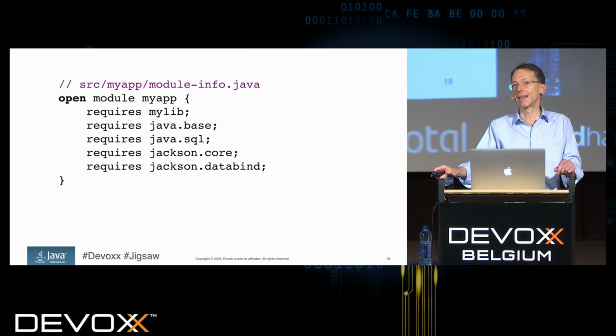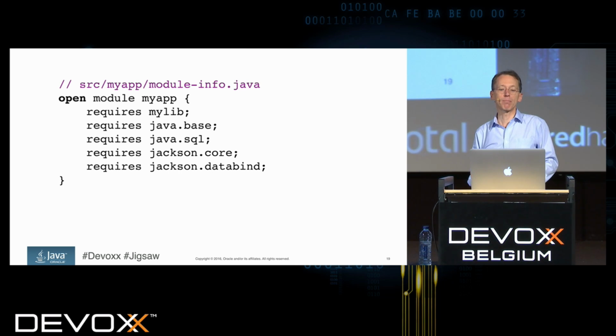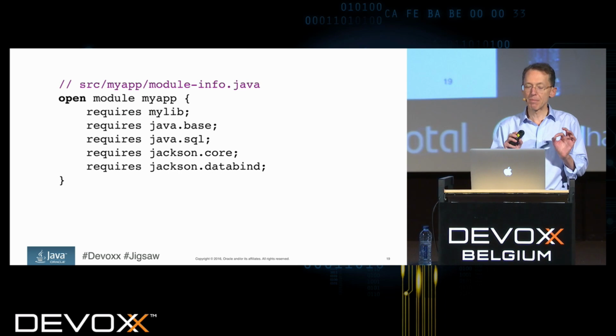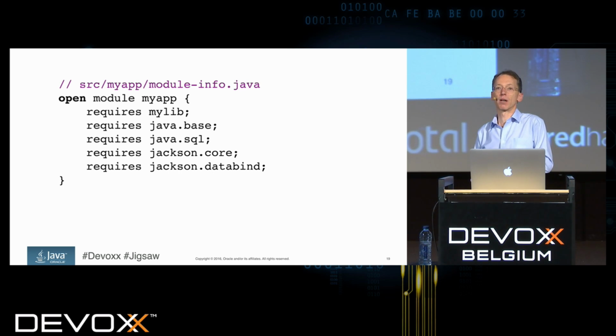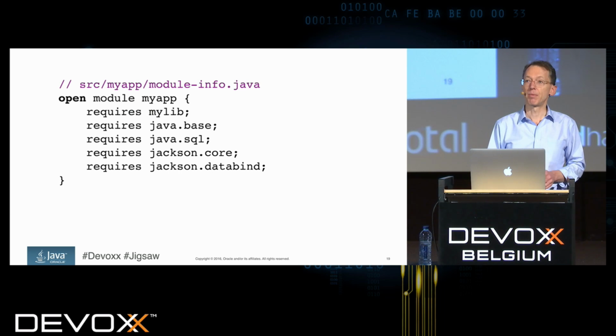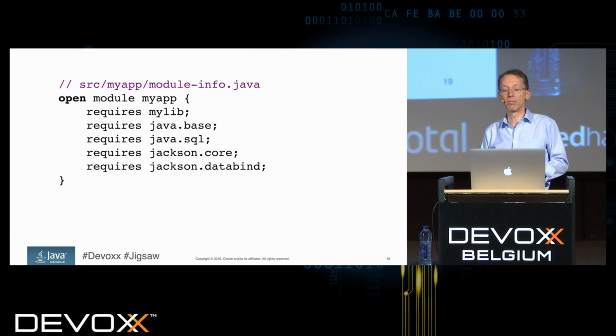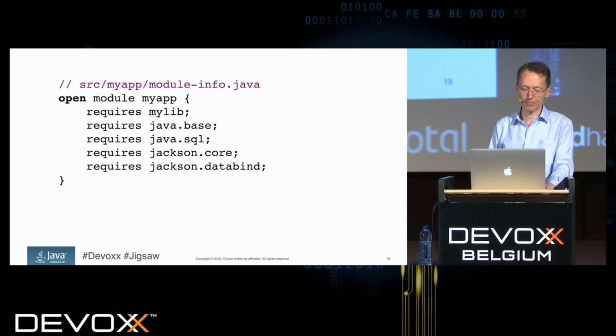So application code can't always be strongly encapsulated. We think that the open modifier is a clear statement about the nature of this module. It's open for reflection, but it's definitely not exported for compilation. Without the open modifier, a module is strong. It explicitly defines an API via exports clauses, and is not intended to be deeply reflected upon by frameworks, although you can actually arrange that on a per package basis if you really want to.